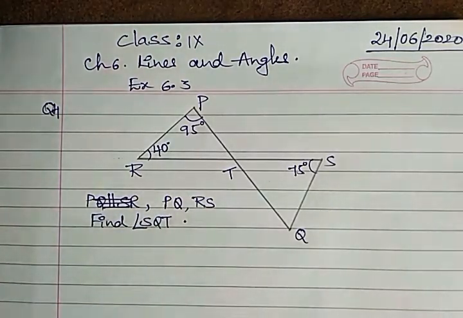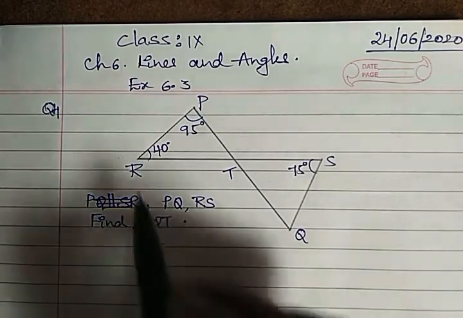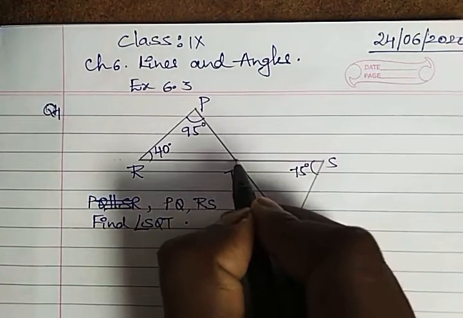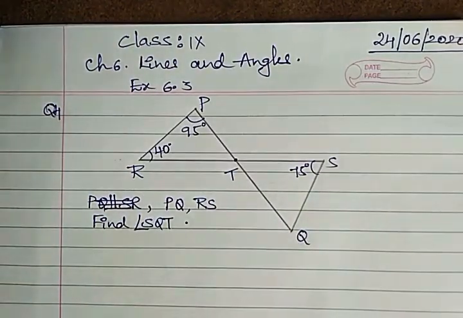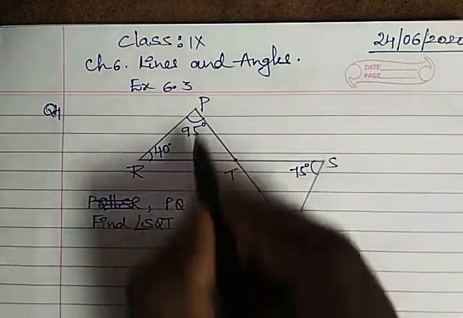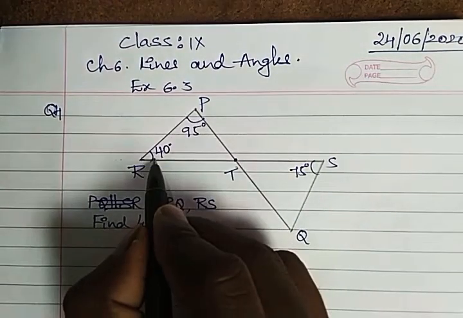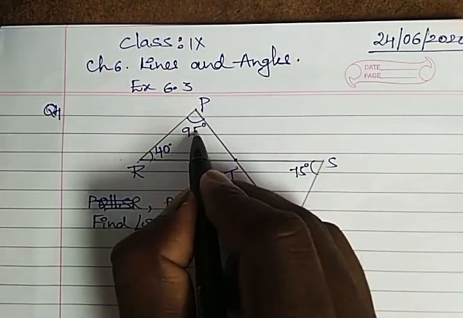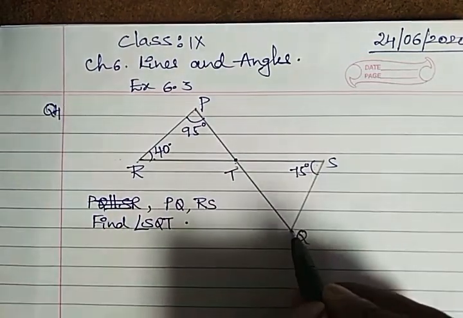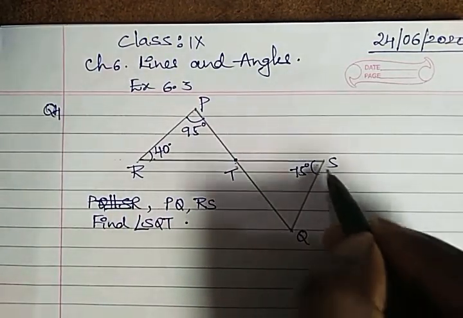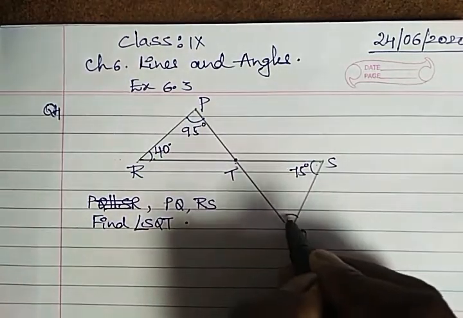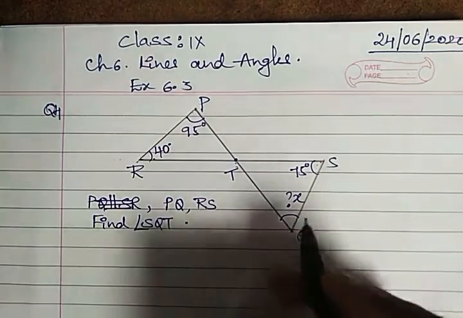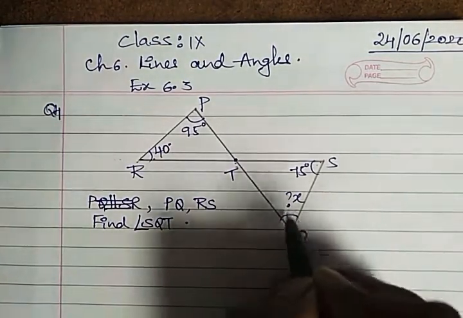In figure 6.42, lines PQ and RS intersect at point T, such that PRT is 40 degrees, RPT is 95 degrees, and TSQ is 75 degrees. Find SQT. This is what is asked. Let us consider this as X, which we have to find. We are asked to find the SQT value.